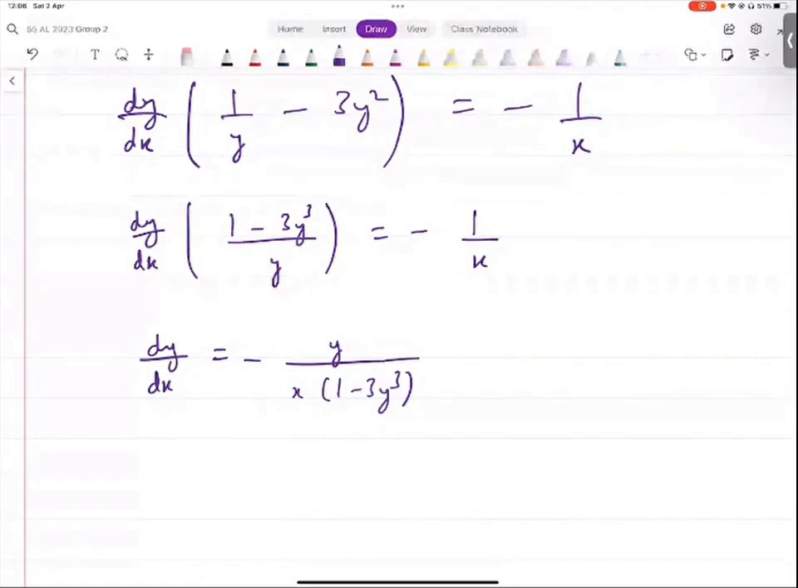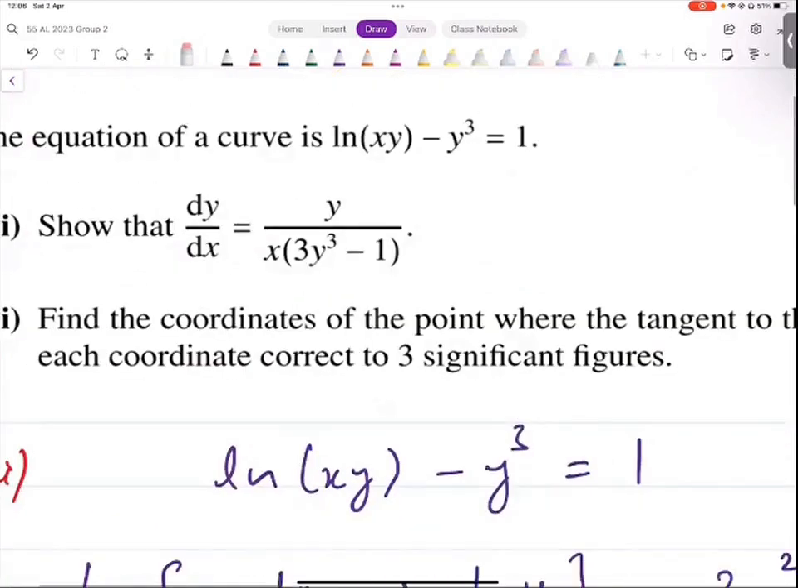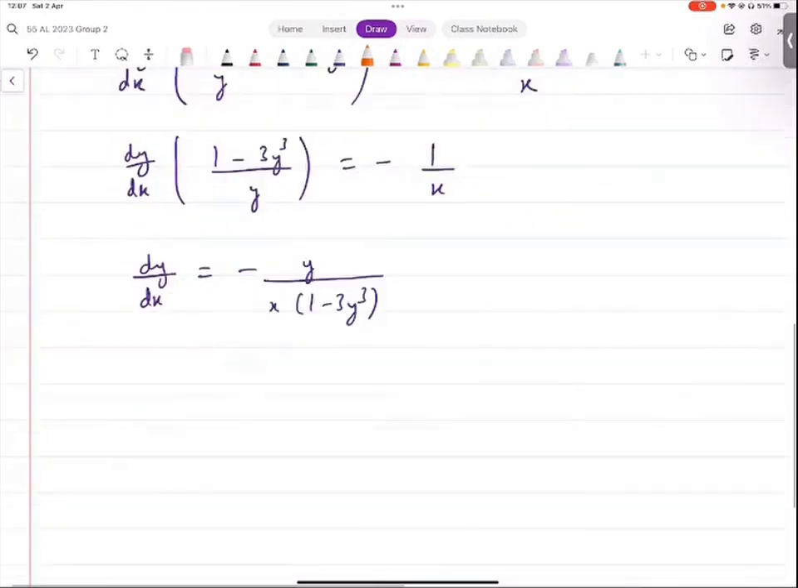अगर उसने आपसे सिर्फ डेरिवेटिव फाइंड करने के लिए कहा होता, you could just stop at this point and this would be dy over dx. At this point, we would not go any further. लेकिन इस क्वेश्चन के अंदर उसने आपको कुछ शो करने के लिए कहा हुआ है. उसने कहा ये शो करना. Now, what is that expression? That expression is y over x into 3y cube minus 1.